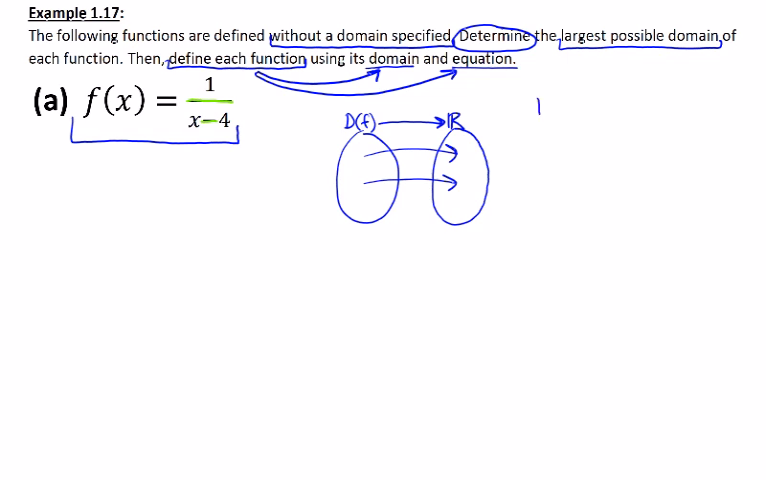You are not allowed to divide using 0. Now specifically, you cannot divide with 0 in the denominator. That is not allowed. This is said to be undefined. And that is where we're going to be looking for our domain.